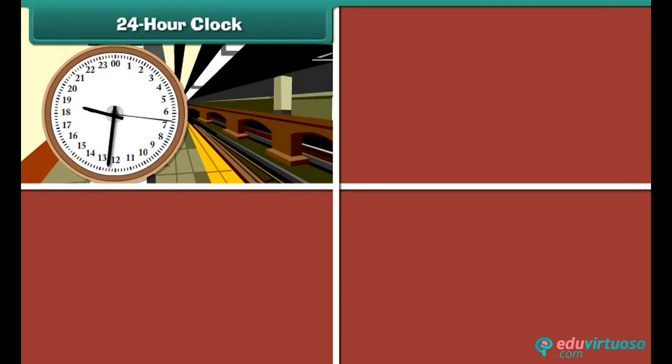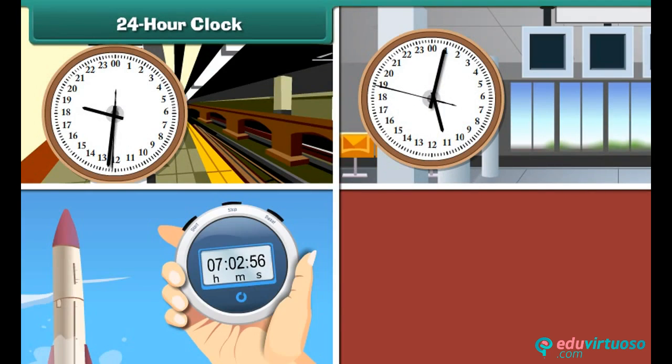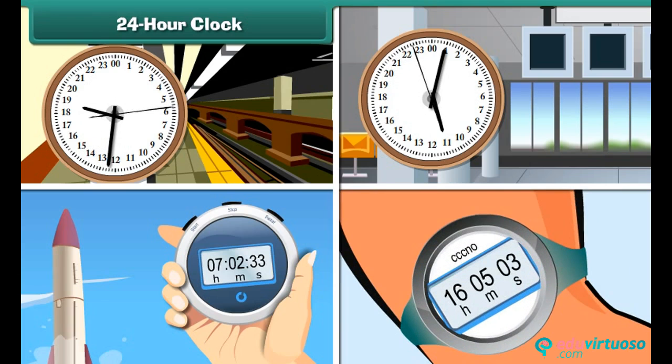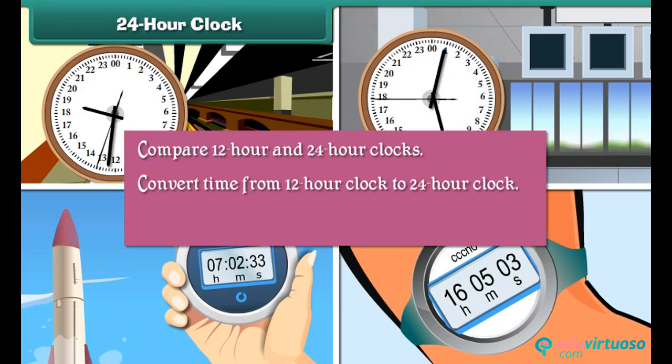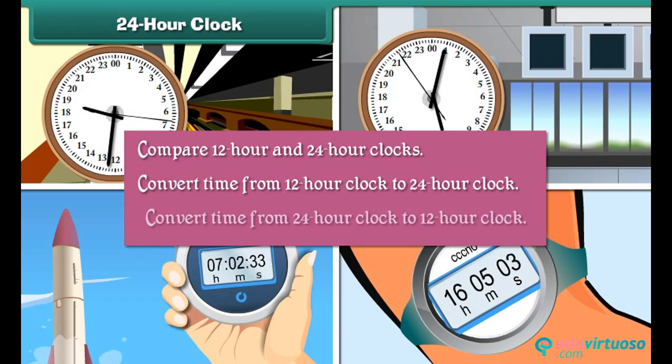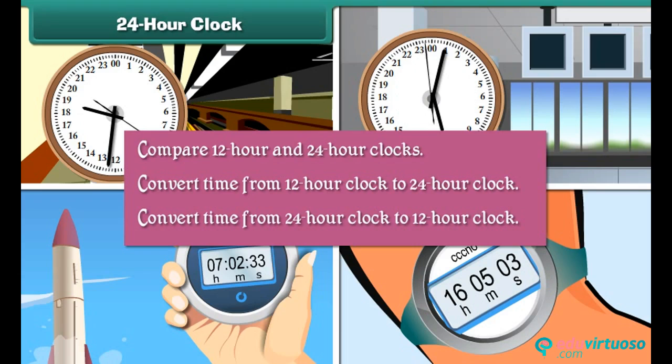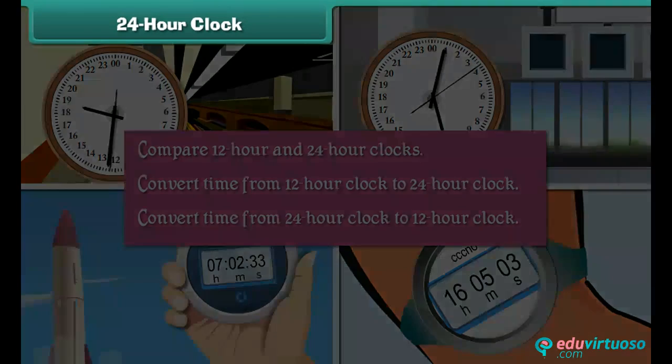24-hour clock. The 24-hour clock is commonly used to specify the time of train and plane departures, take-off time of space shuttles, time of attack by the armed forces, etc. In order to understand it better, let us compare 12-hour and 24-hour clocks. Convert time from 12-hour clock to 24-hour clock. Convert time from 24-hour clock to 12-hour clock. Let us learn in detail.